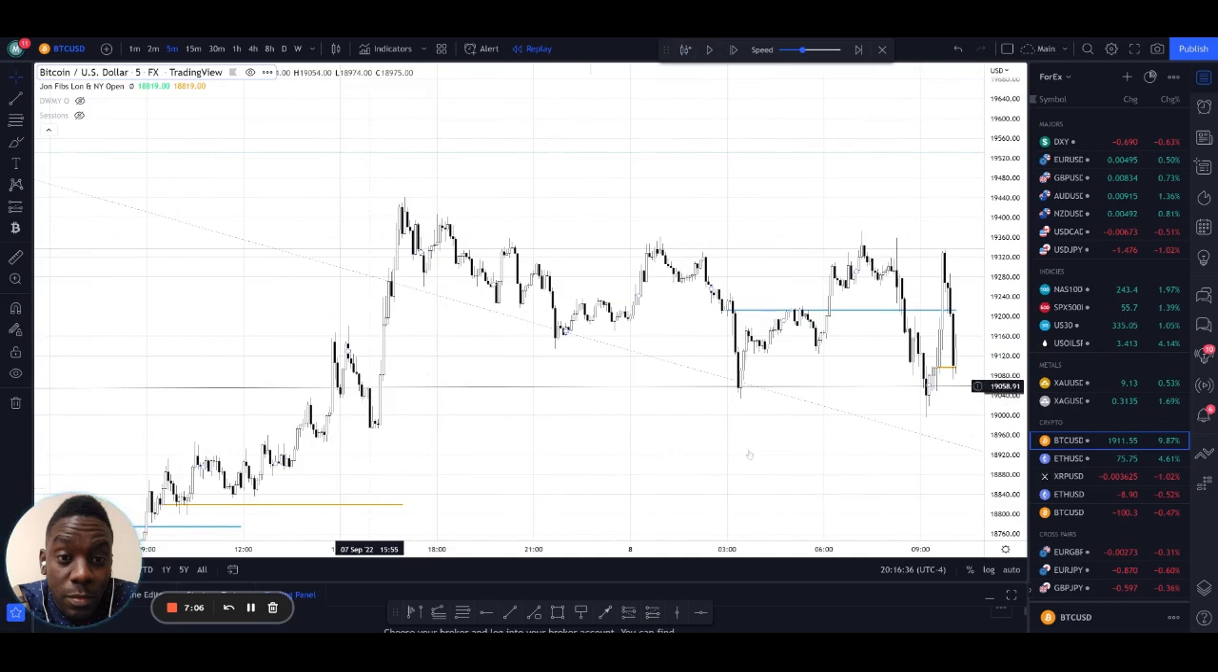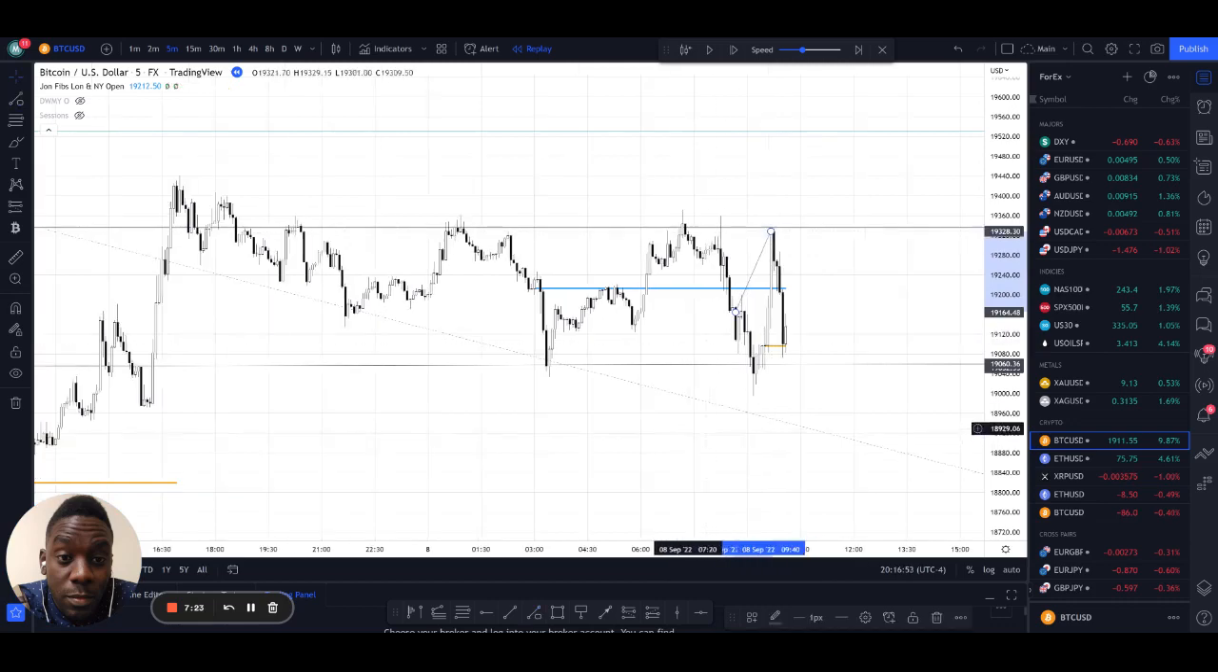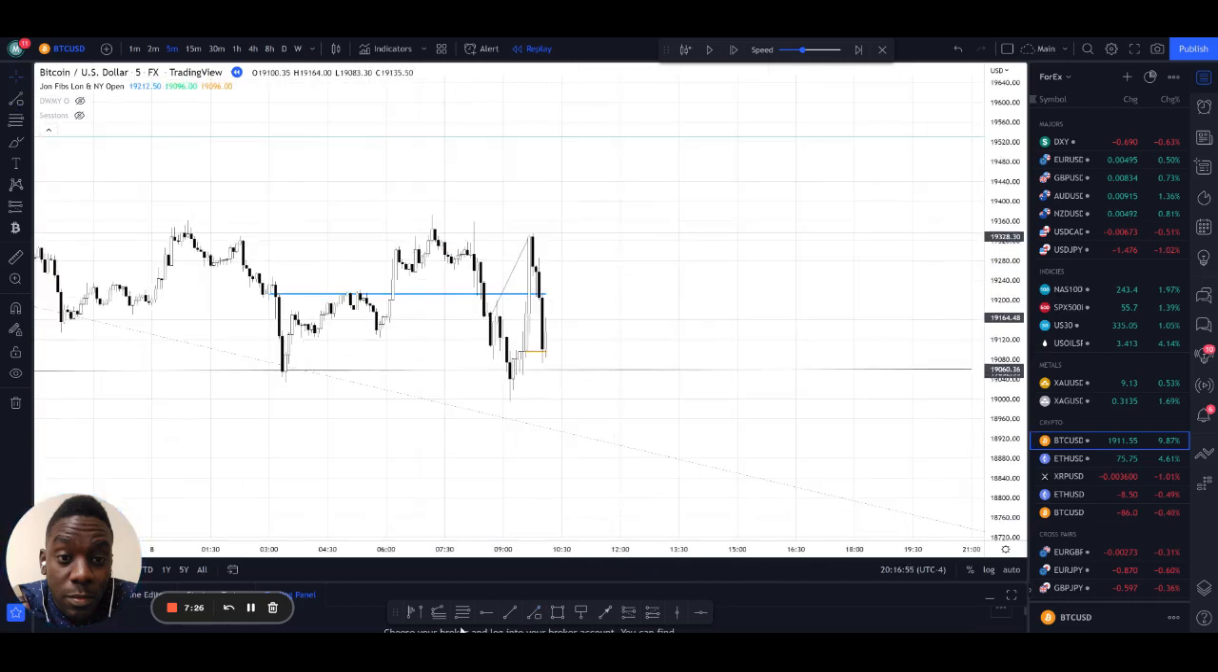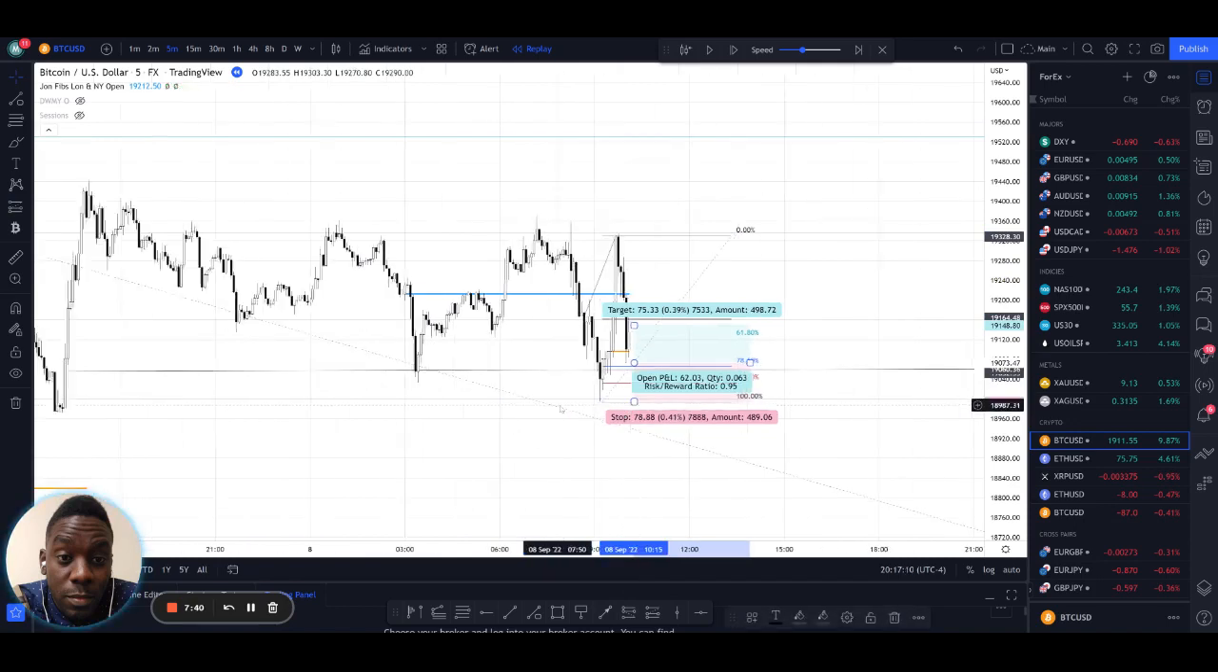Okay, so it came down, took out this low, liquidity, and if I was to play this area, I waited. There's a breaker structure to the upside, and I'm expecting a retracement. What type of retracement? Anything below 50%, 618. And if I were to play this, my stop would generally go below the low.